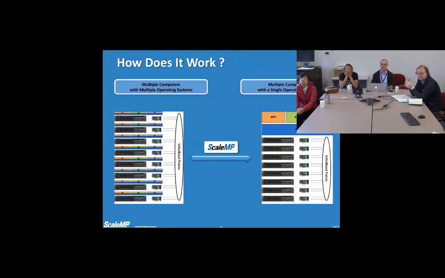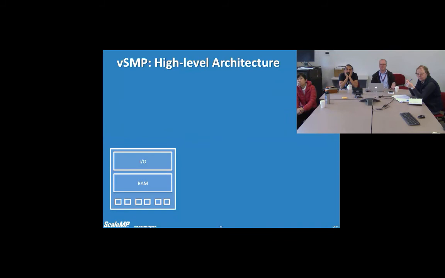And what the vSMP software does is allow us to have that appearance of a single system image. So it virtualizes the processors. The operating system thinks it's seeing all of the processors across the supernode. It's also seeing all of the memory across those.